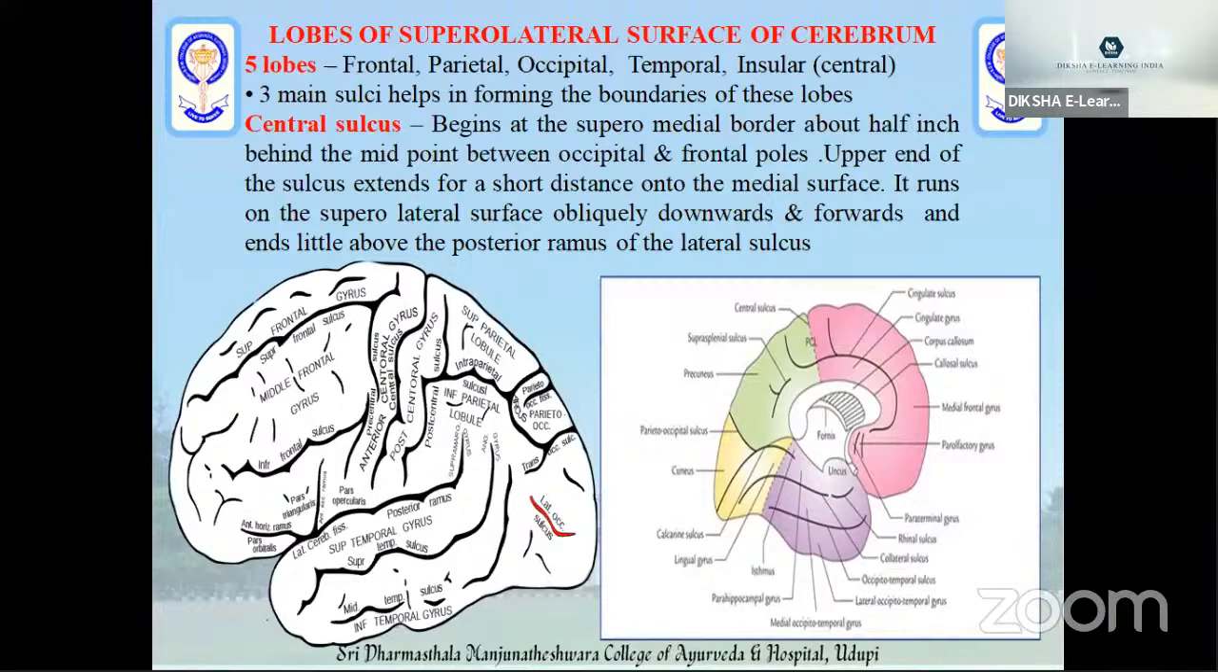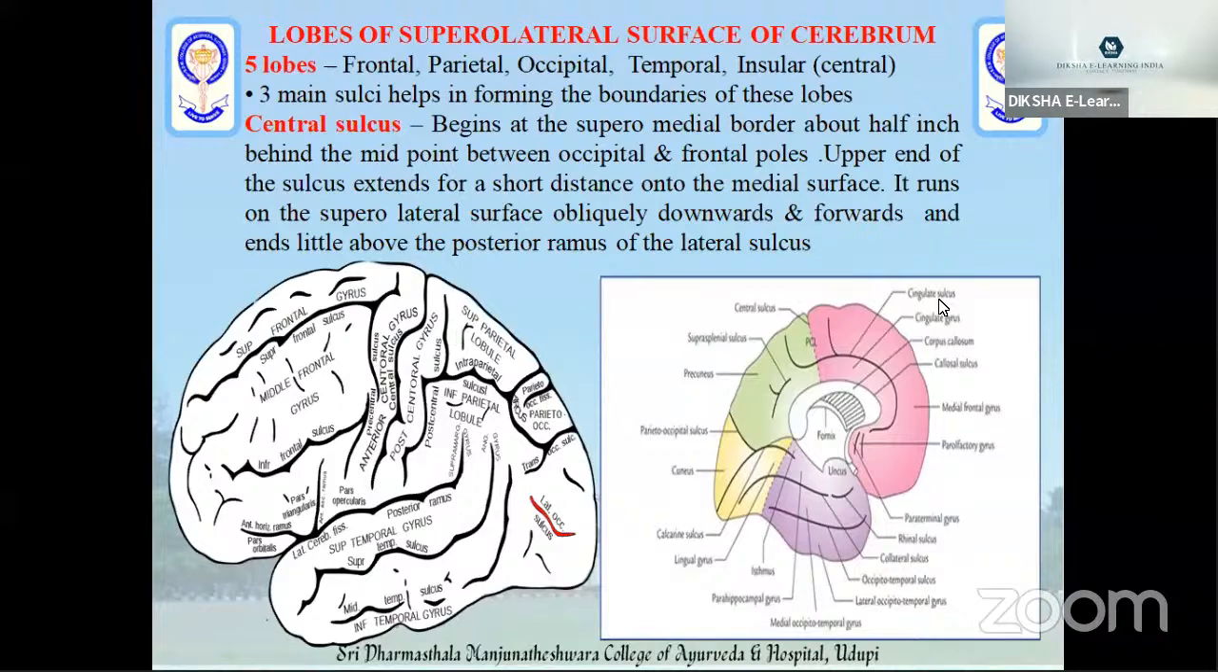Now, there are 3 main sulci that help in forming the boundaries of these lobes. Which are they? One is the central sulcus. You can see in the diagram, this is the central sulcus.